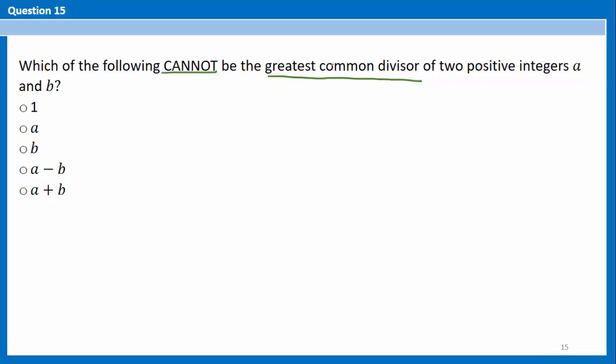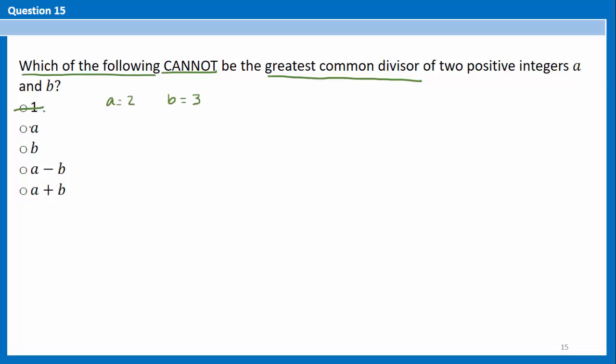Okay, so in this case it says which of the following cannot, and when you usually read "which of the following," it means you have to try out the answers, you have to see the answers. Okay, what about number one? Can 1 be the greatest common divisor of two positive integers a and b? If I give a 2 and b 3, then yeah, it can be. So it's not the answer because you want to find which one cannot.